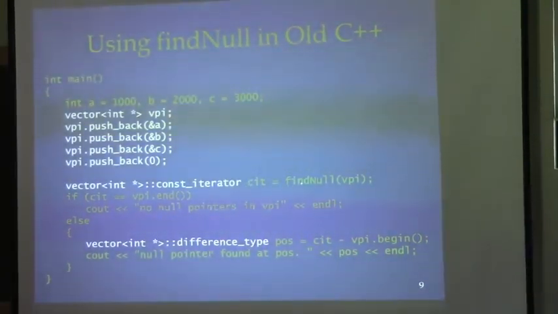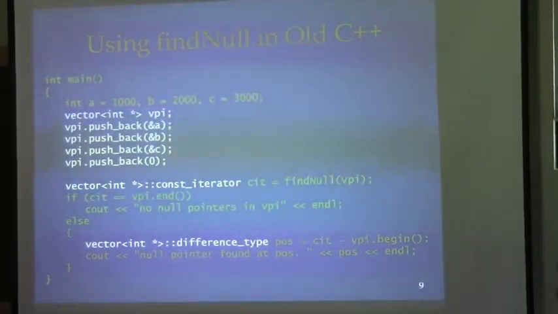So the main function here will call find null and capture the result. And again, we have to declare what type that variable is in old C++. We check to see if it was end. If it's end, no null pointers. Otherwise, let's say we do find at least one null pointer. We'd like to tell the user what's the index position of that null pointer inside of that container.